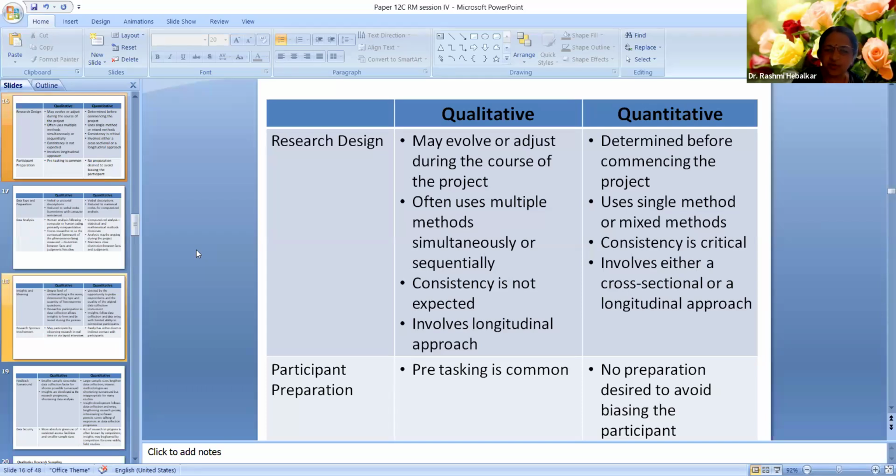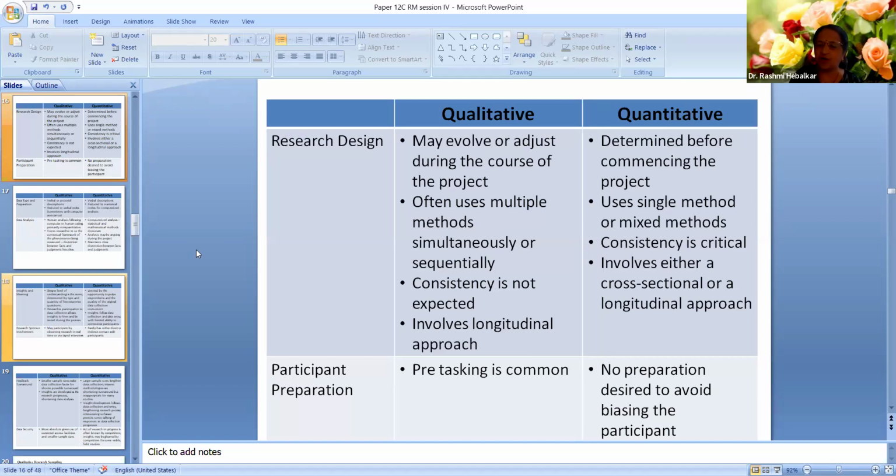Next point, participant preparation. For qualitative research design, pre-tasking is common. Pre-tasking means before conducting interviews, you need to know the people. You need to create some environment for the interview. The people must at least know about you on hearsay, that this madam comes to the company, some project is going on, she has conducted a few training programs. So pre-tasking is essential.